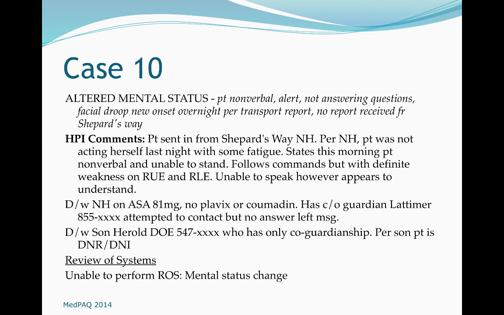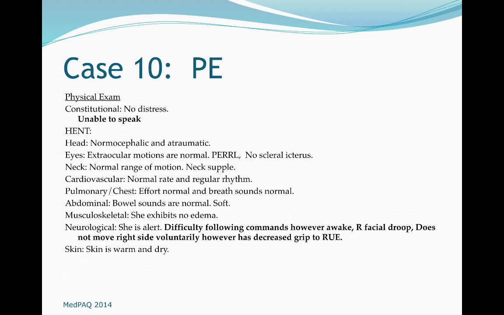You can read the slide, but basically it's an altered mental status. It's a patient from a nursing home, not acting herself, nonverbal, couldn't stand, followed commands, but definitely had some right-sided weakness. There's some documentation of discussion with the nursing home about what meds the patient's on. There's a guardian that they couldn't contact. They talked to the son, but the son's only a co-guardian. This will all become important later. So the patient's DNR, DNI.